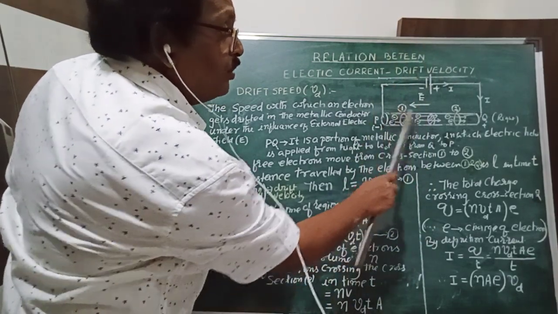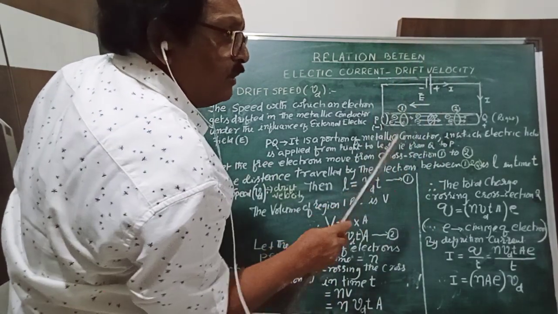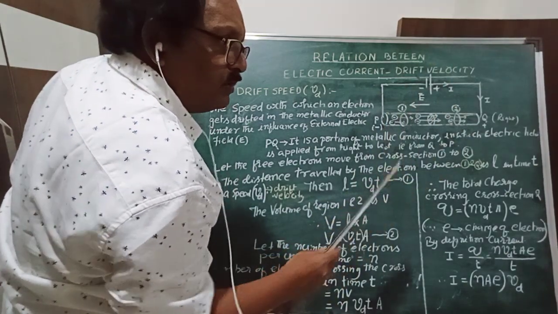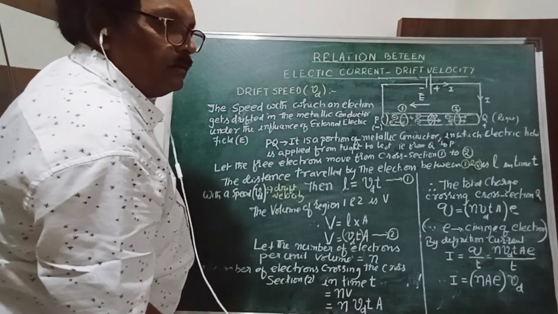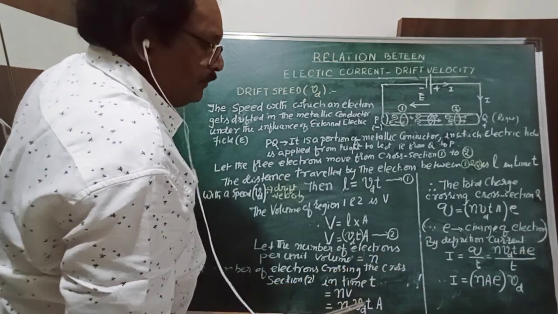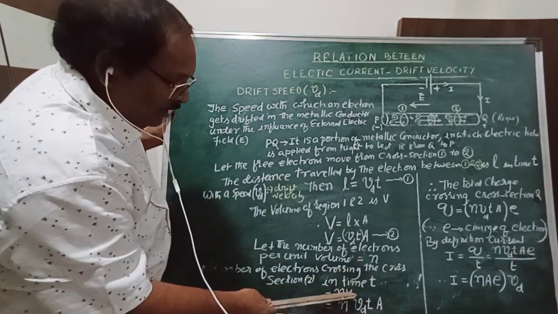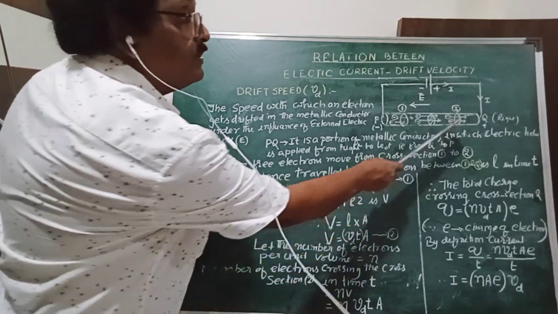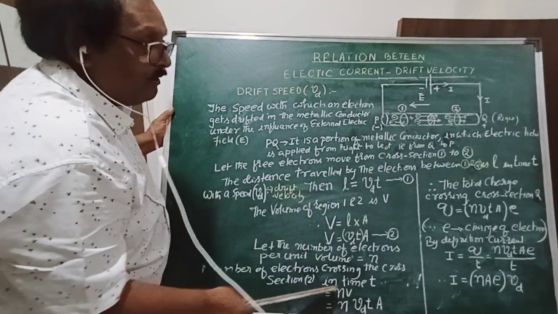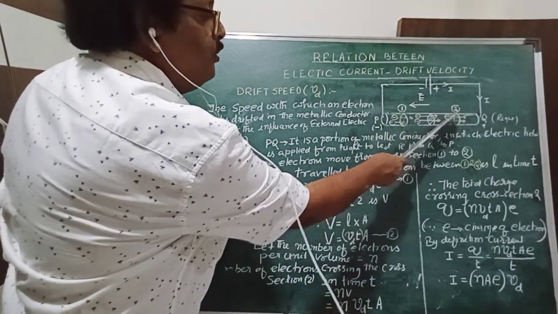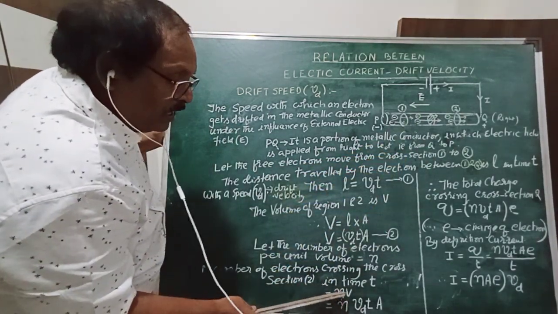Suppose the volume of this portion is 10 cc. How many electrons will be there? In 1 cc, 5 electrons. In 10 cc, 50 electrons. 10 into 5, 50. Similarly, here n into V is the total number of electrons crossing this cross section. The number of electrons crossing this cross section in this volume is given by small n into V.